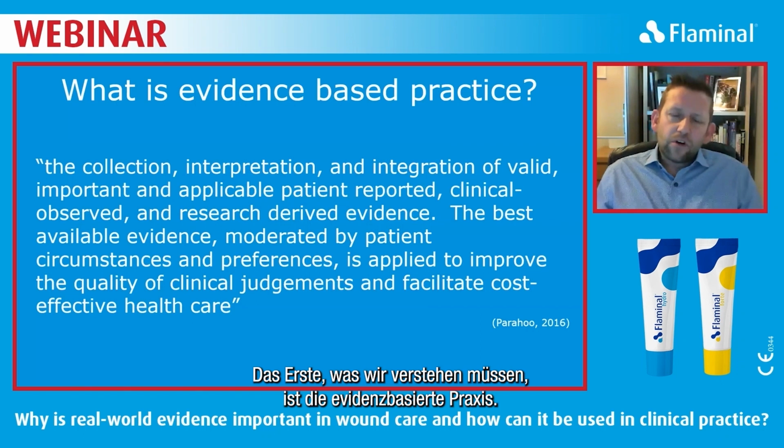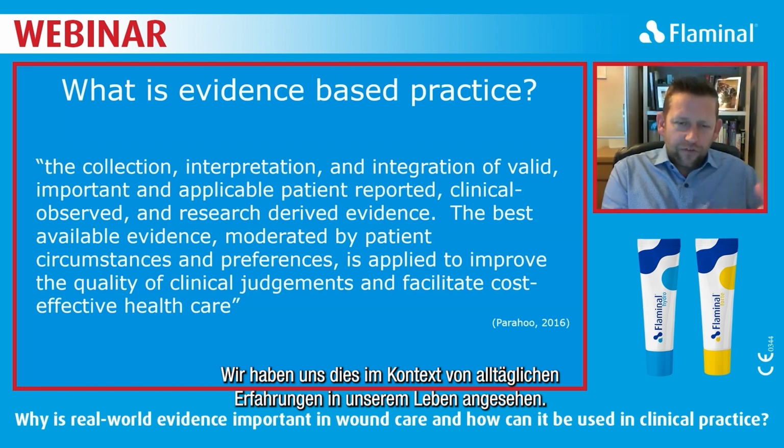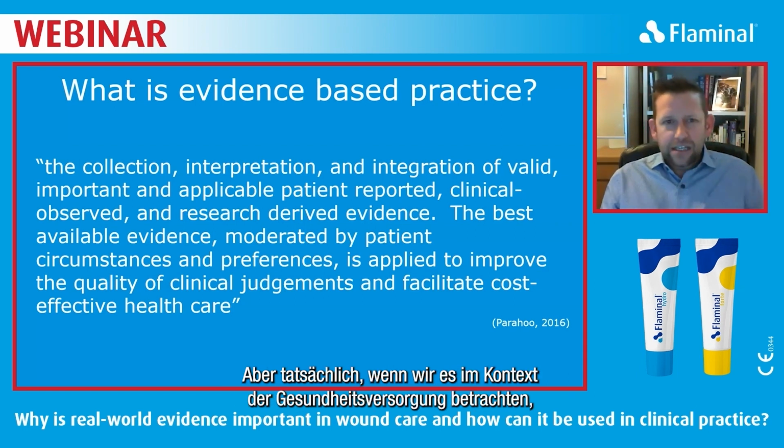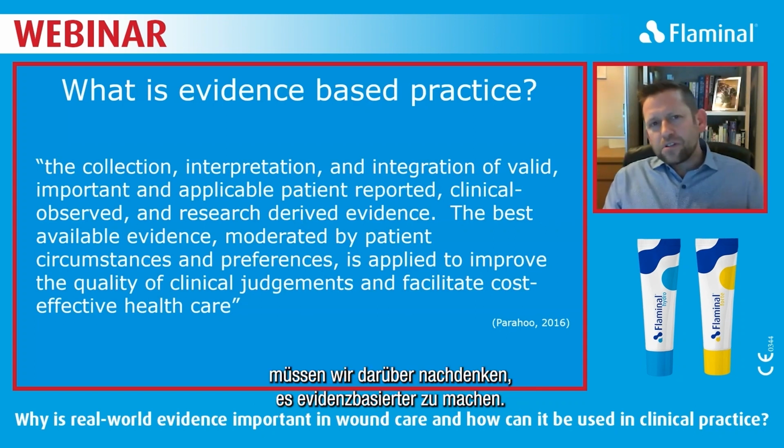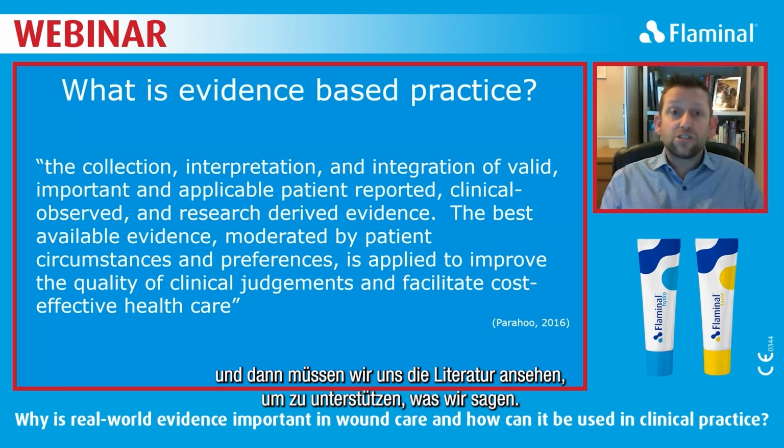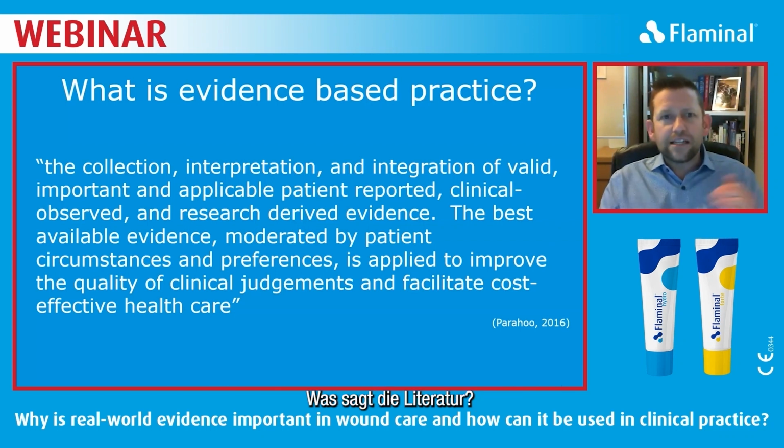The first thing that we've got to understand here then is evidence-based practice. We've looked at it in a sort of day-to-day experience of something within our life, but actually when we look at it in the context of healthcare and the care that we provide in the context of, say, wound care, we've got to be able to think about it from a more evidenced perspective, and we've got to look at some literature to support what we're saying. So what does the literature say?